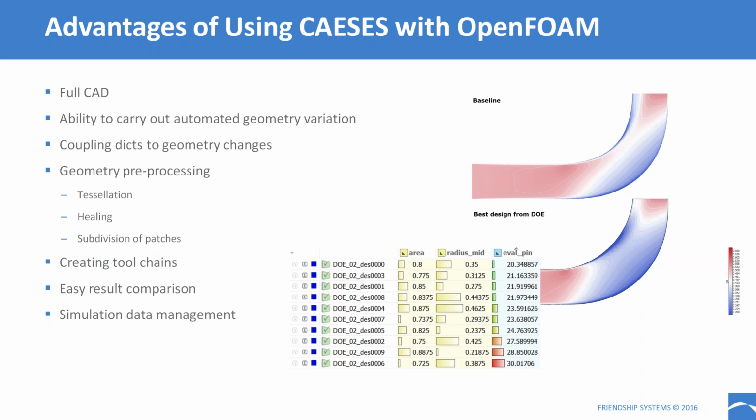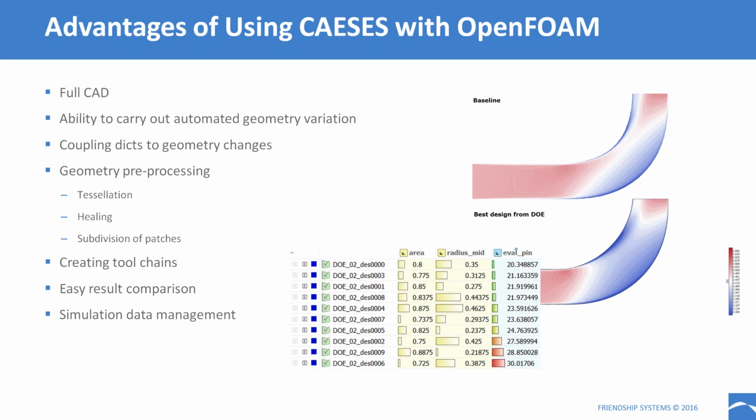Another great thing when using CAESES is that we can not only connect to OpenFOAM, but we can connect all kinds of tools in a very similar way using the software connector. So we can create complete tool chains. So for example, Carsten mentioned using GNUplot after the OpenFOAM computation to generate certain graphs, or we can involve another, third-party grid generator like GridPro or Pointwise to generate the grid for the OpenFOAM computation.